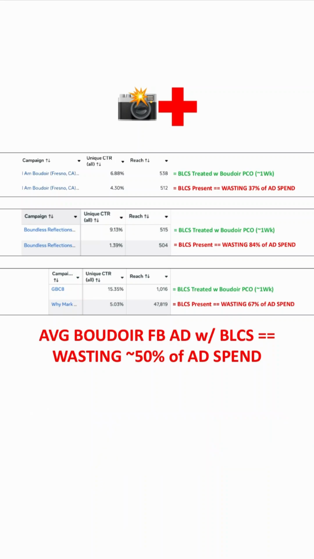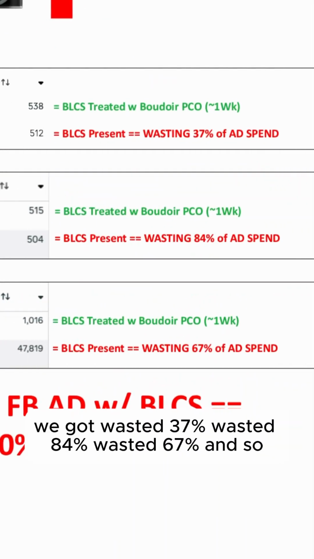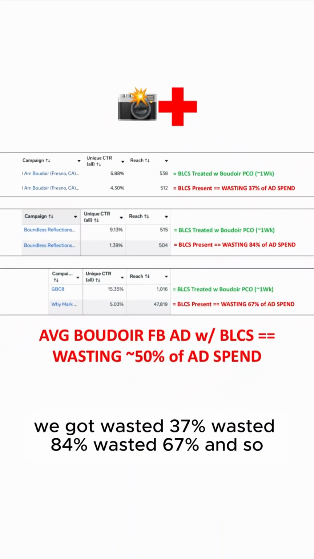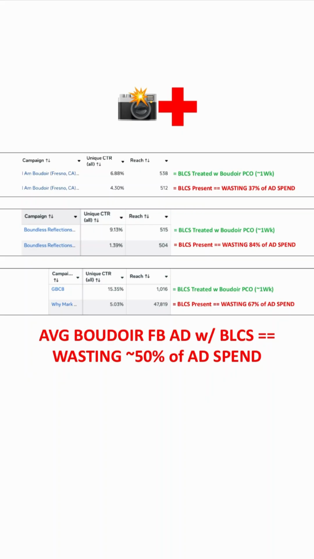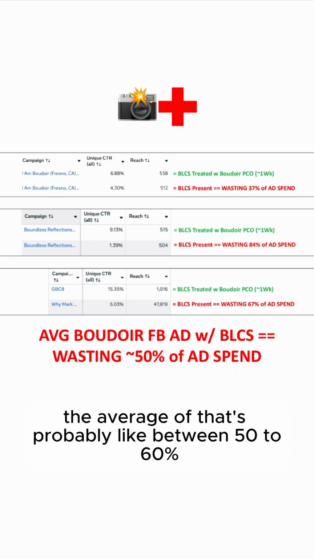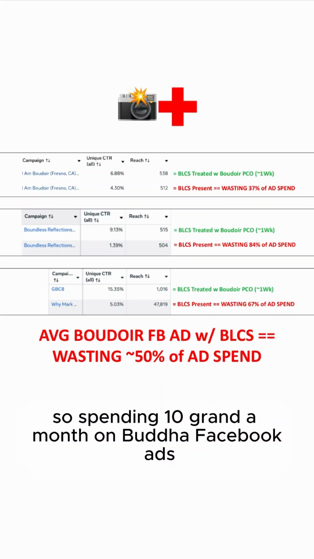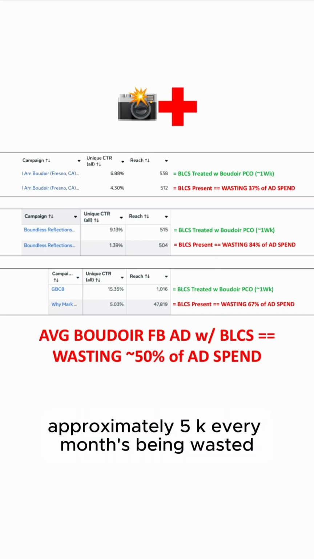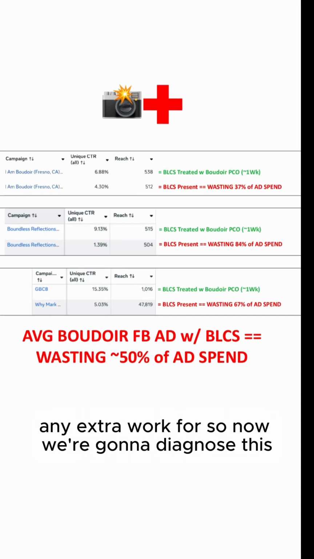Literally approximately half. I mean, look at the numbers here. We got wasted 37%, wasted 84%, wasted 67%. And so the average of that's probably like between 50 to 60%. So spending 10 grand a month on Boudoir Facebook ads, about 5 to 6K, approximately 5K every month's being wasted. That's 60 grand over the next 12 months.